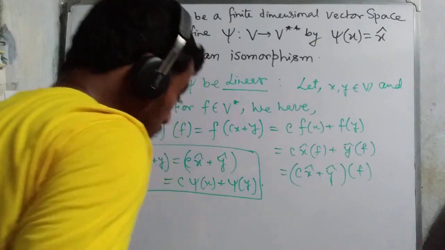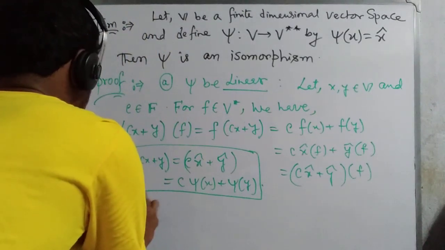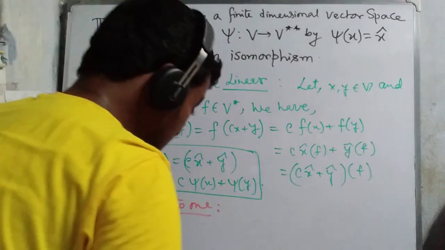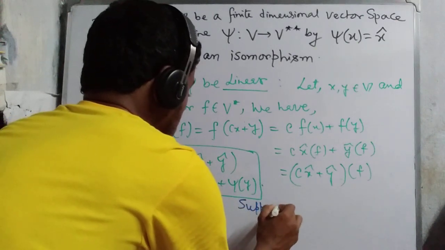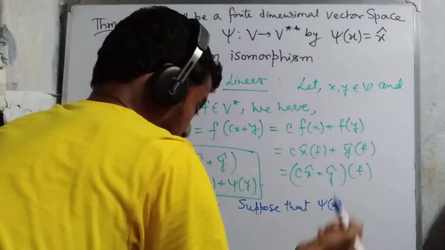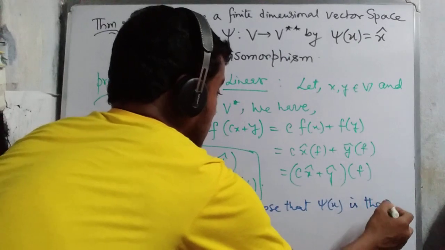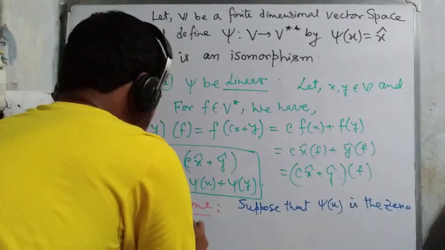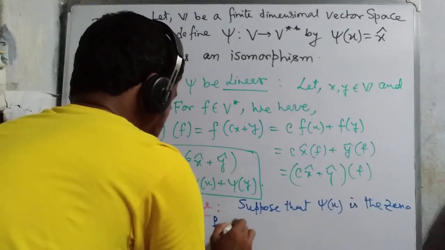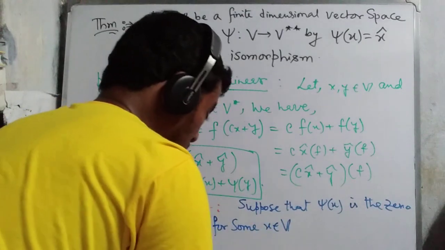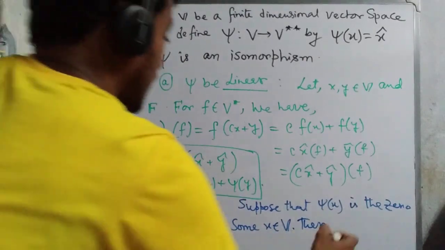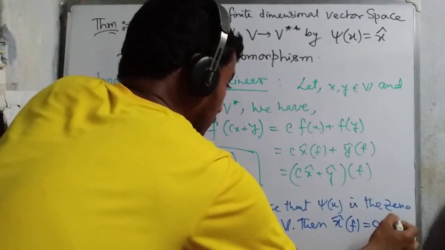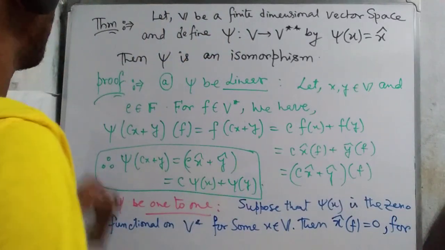Now we are going to prove that psi is one-to-one. Suppose that psi x is the zero functional on V star for some x belonging to V. Then x cap of f equals 0, by the previous lemma, for every f belonging to V star.